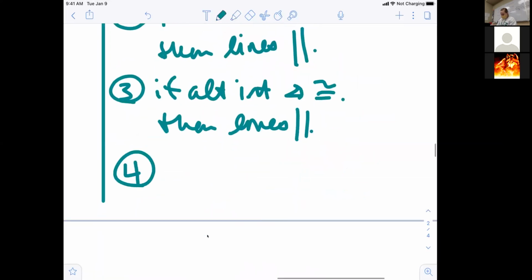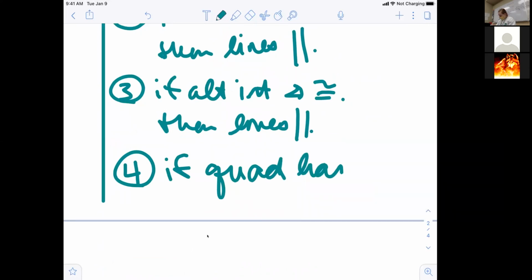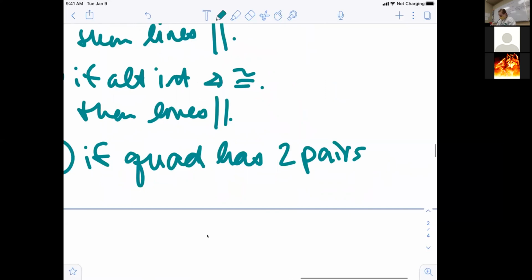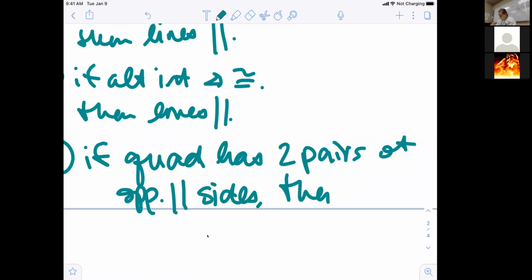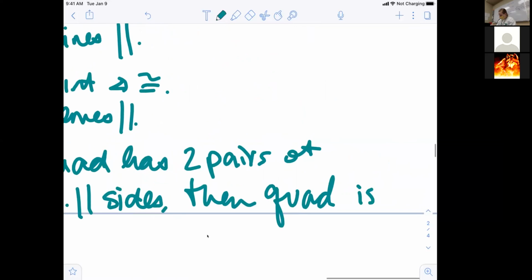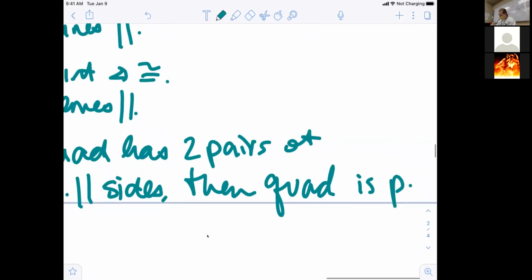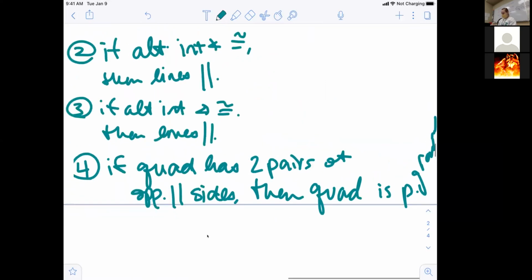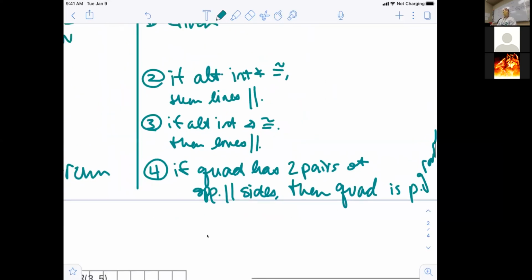And so I'm going to say, if quad has 2 pairs, this is the long one, of opposite parallel sides, then quad is p-gram. Oops, out of room. That's kind of jank, but let it be. All right, we did it.